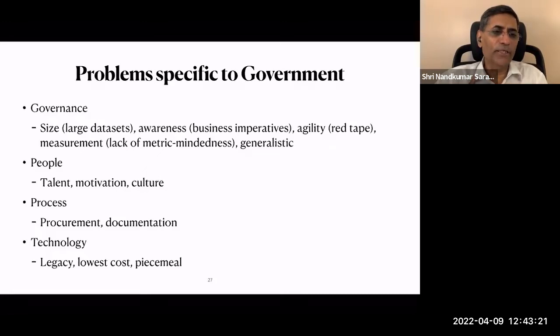Then the other side of problems specific to government are about talent. When I talk of talent, I'm talking of the contemporary nature of talent.